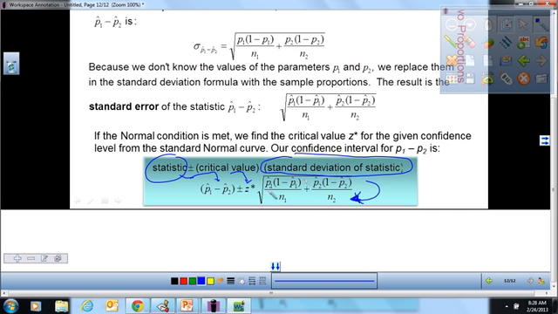So you have every part you need to plug in to get this formula. Now you just go back and pull out p hat of 1 from your problem and stick it in where it goes, and then p hat of 2 from your problem and stick it in where it goes. And depending on what the confidence level they said, you'll get your critical value off of your sheet.